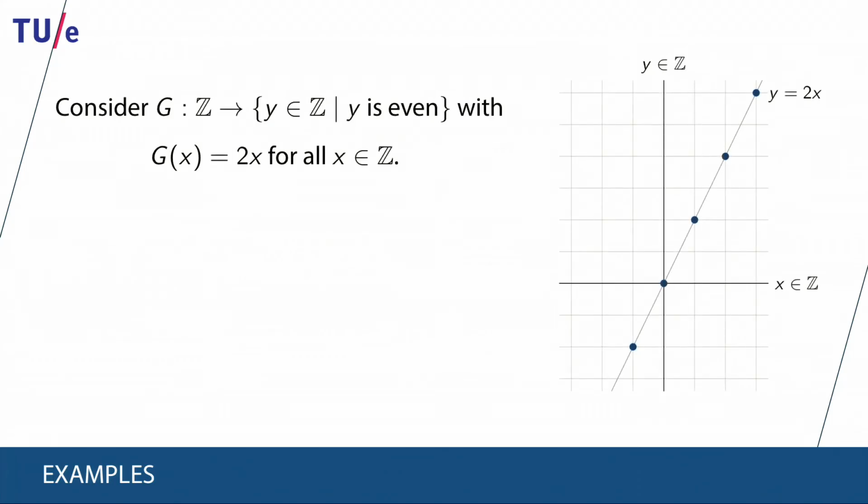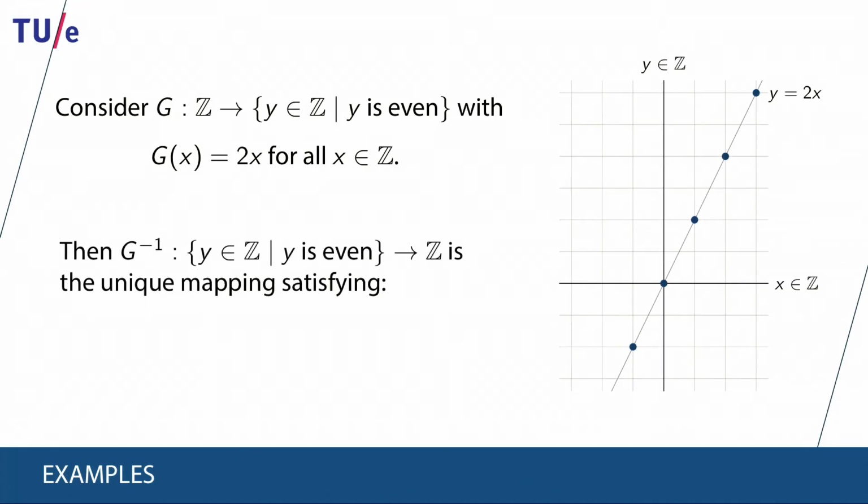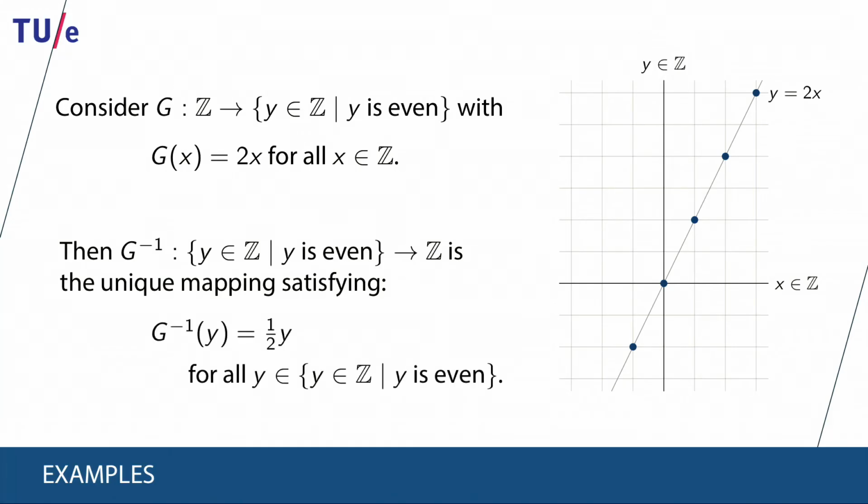Next, consider the bijection g from integers to even integers such that g of x is 2 times x. The inverse of g is the unique mapping from even integers to integers that associates a half y with every even integer y.